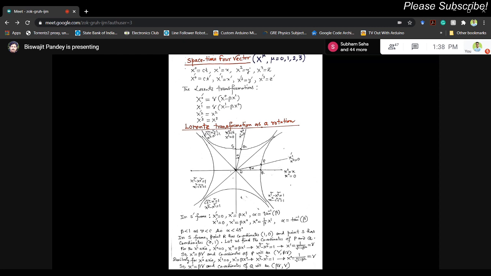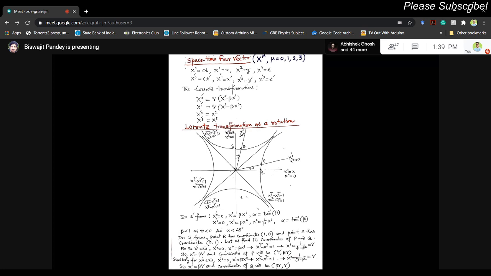Similarly, if you go along the upper branch of the hyperbola, here if I consider this point S, the equation of the hyperbola is c square t square minus x square equal to 1. And this is the time axis, so the space part is 0, x1 equal to 0 along this line. If you put x equal to 0 here, you get ct equal to 1 or x0 equal to 1. So the distance from origin to S is 1 unit of time in the unprimed frame.